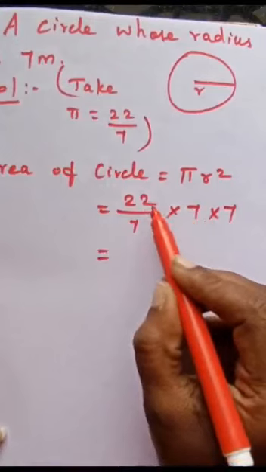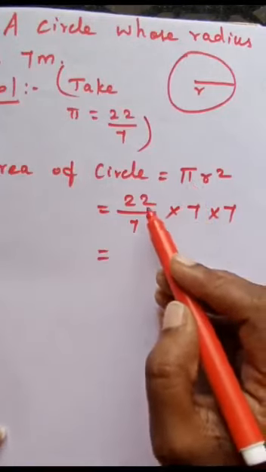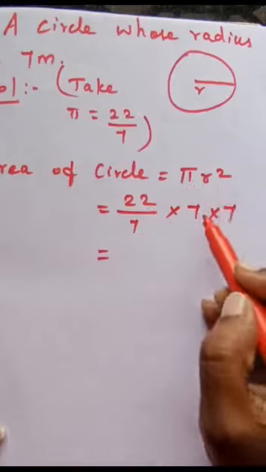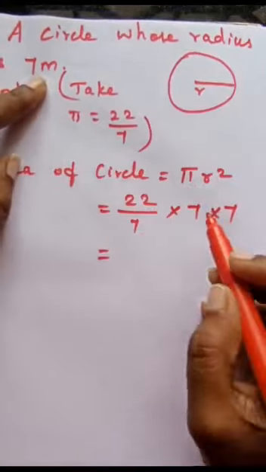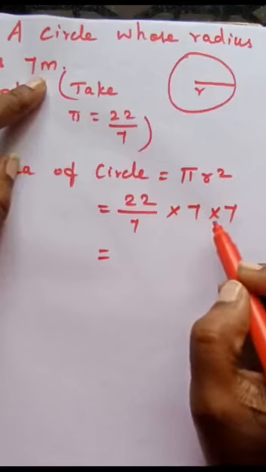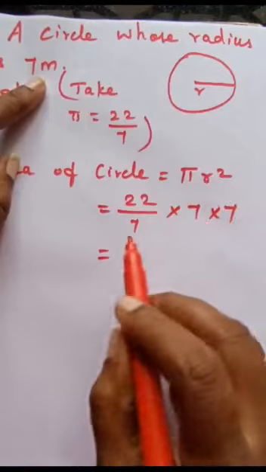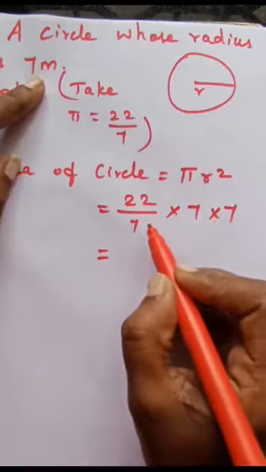See, now we have substituted the values in the formula. Pi value is 22 by 7 and r square is given. We have the value of r, which is given in the question, that is 7. We should write that twice because r square, 7 into 7. Now what we can do, we should multiply and divide. Okay, I'll tell you the easy way.